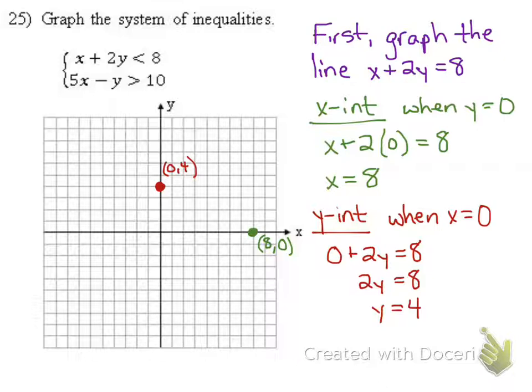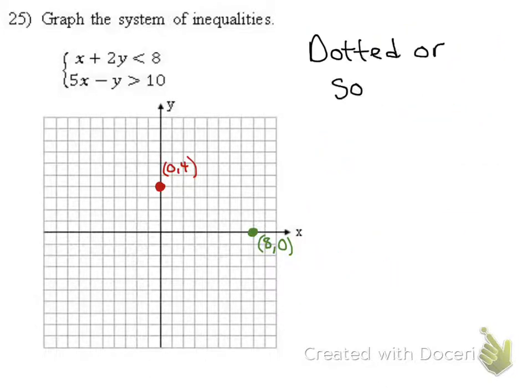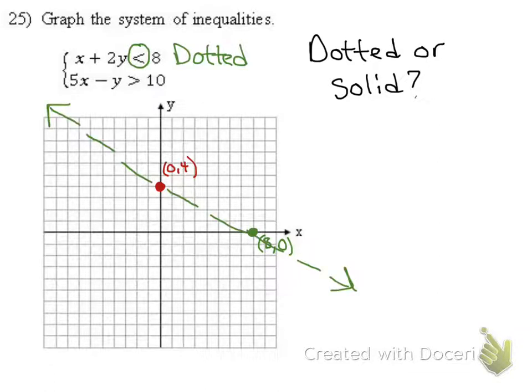Once I have those 2 points, I'm ready to connect them, and I need to figure out what type of line I should use to connect them. And we determine that by looking at the type of inequality symbol that's being used. In this case, the symbol does not have a line under it, so we would use a dotted line to connect those 2 points.